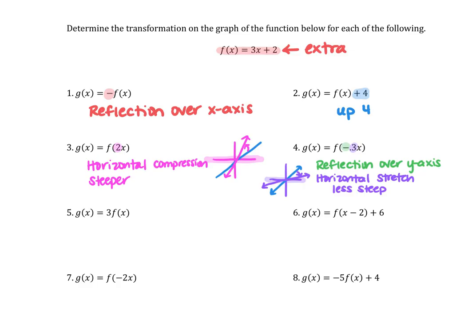All right, number 5. I see a 3. It is in front of my f of x, so that means it is a vertical change. It is greater than 1, so this is getting steeper. If I think about my line, I'm talking about vertical, so that's this up and down axis. If my original line looks like this, and my new line is getting steeper, you can see I'm moving closer to that axis. That is a stretch.